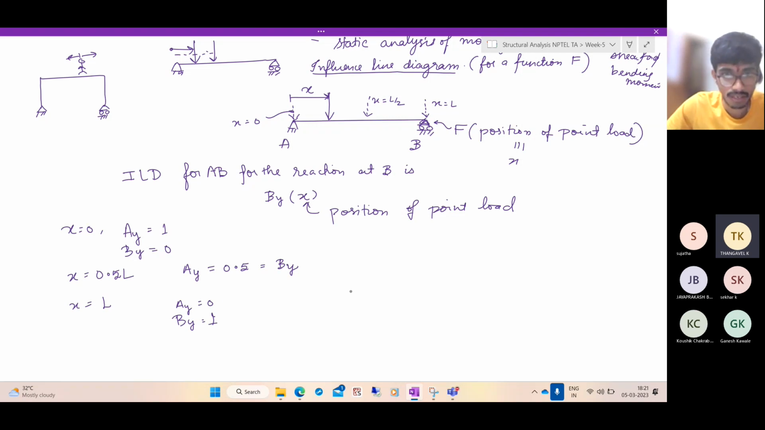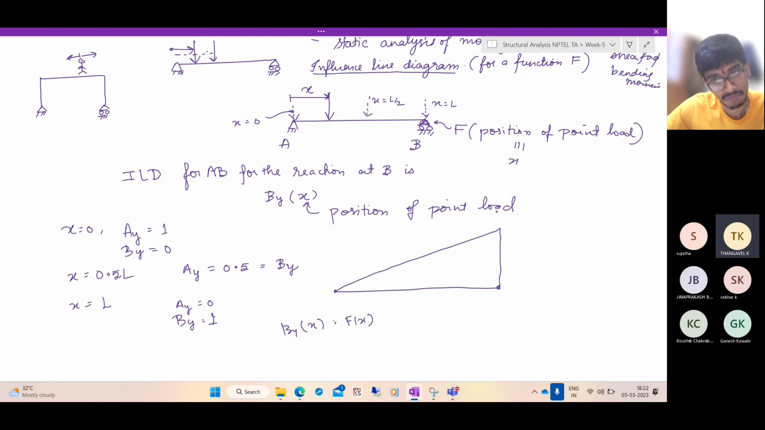So if you sketch this as a function of x, that is, if you sketch By as a function of x, which is our f of x, it will be something like this. Positive 1. So this is called the influence line diagram for By of this beam. It is very simple. You don't have any new concepts. It's only a mathematical simplicity.